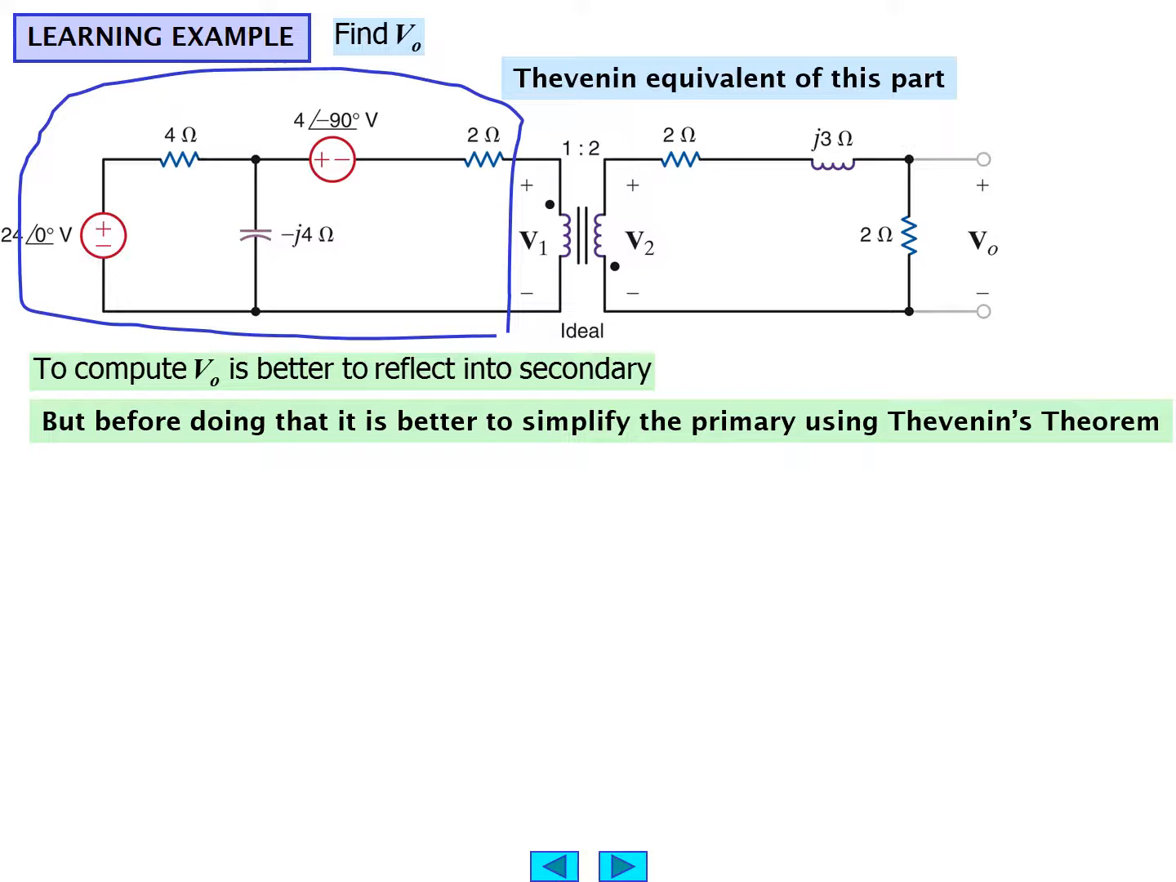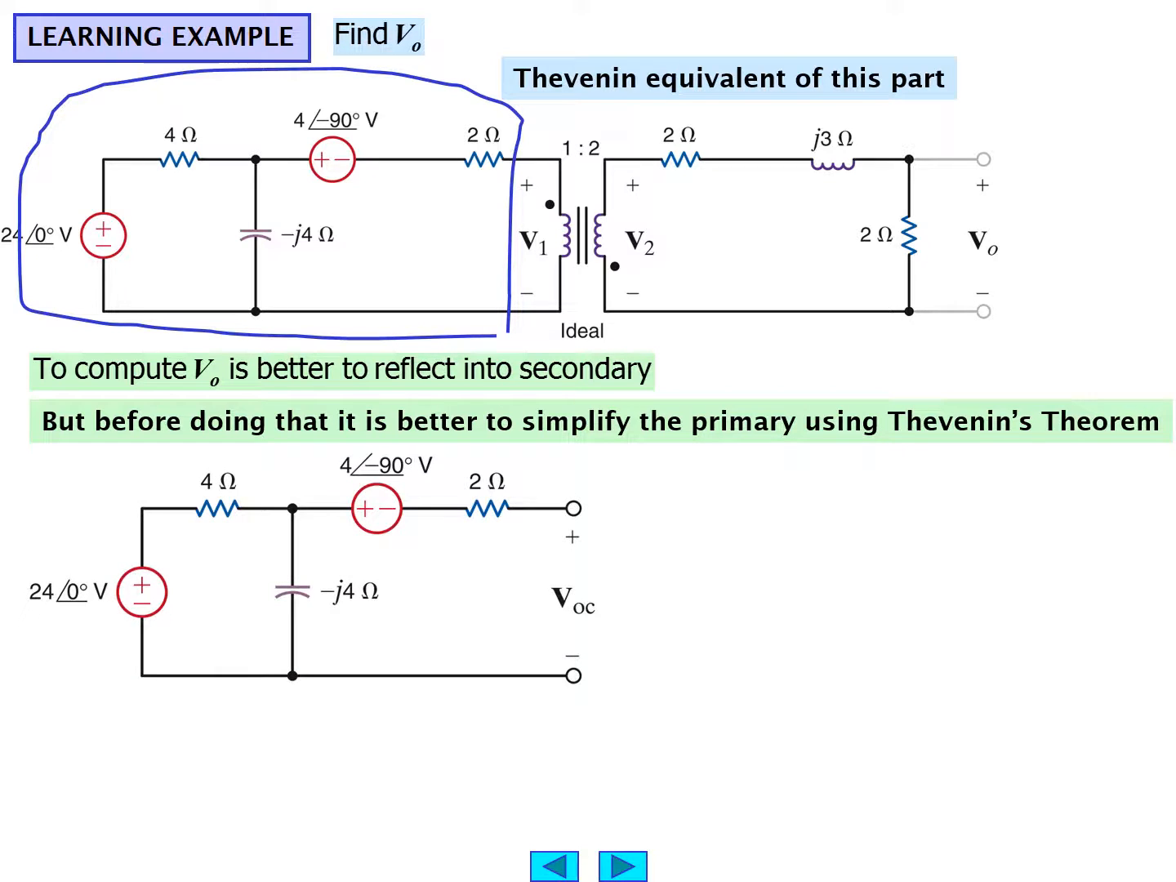So let's get the Thevenin equivalent circuit of everything right on up to the transformer, and we can do that as a separate calculation. We would then have 24 angle 0 with 4 ohms minus J4, a voltage source of 4 angle minus 90, a 2 ohm resistor going to an open circuit voltage, and this open circuit voltage is the Thevenin equivalent voltage that we need to find.